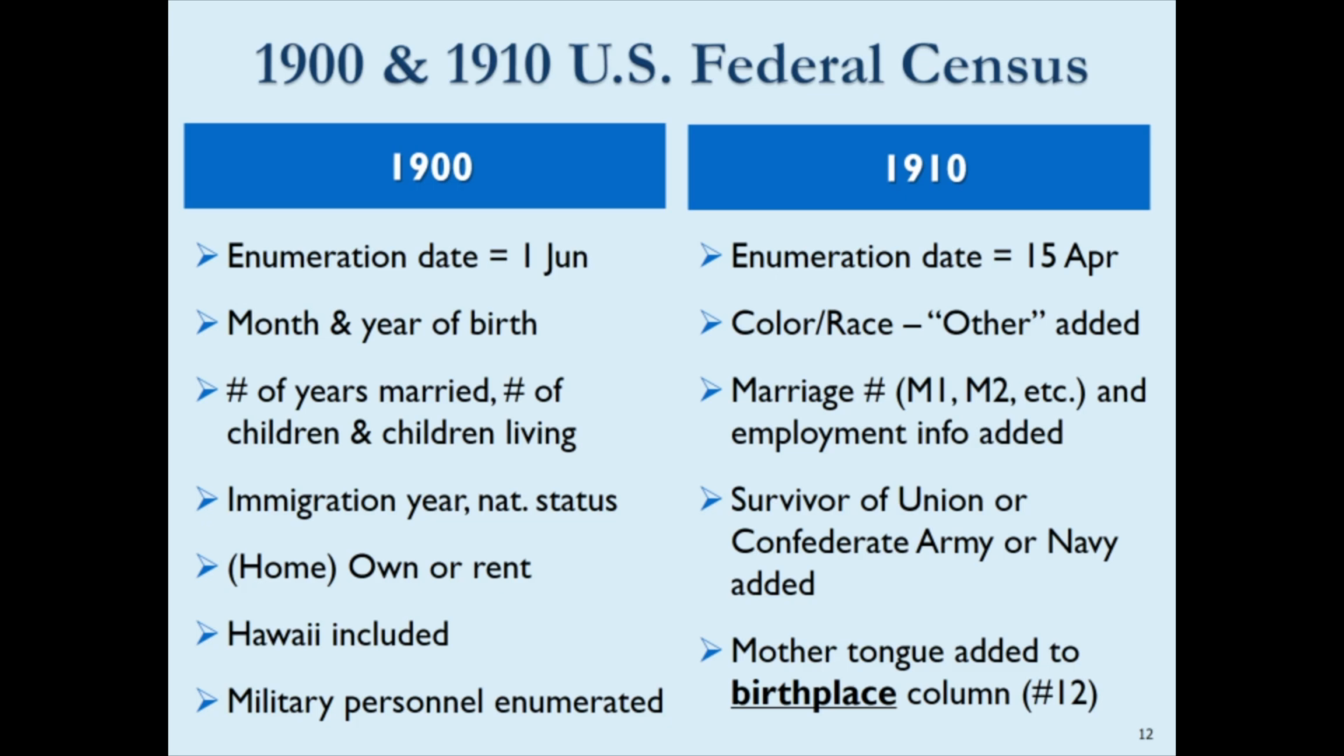Due to the rise of immigration, these two censuses, the 1900 and 1910, include questions on year of immigration, number of years in the U.S., and current naturalization status. This is also the first census to collect the month and year of birth.